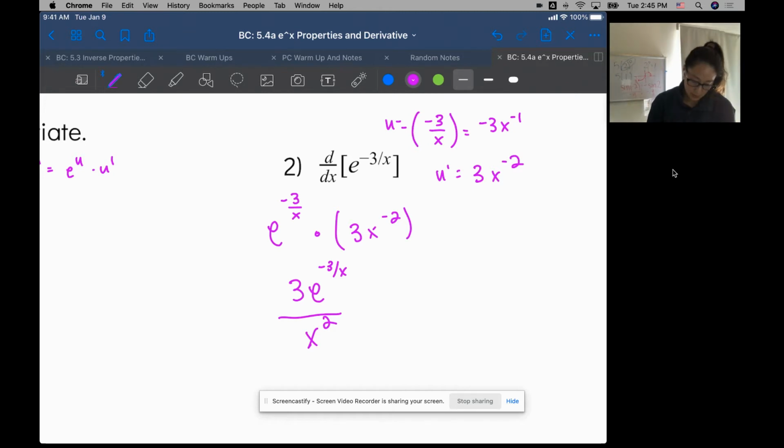I guess I can write this a little different. 3 over, since we have a negative exponent, e to the 3 over x times x squared in the denominator. Okay, all of these are acceptable.